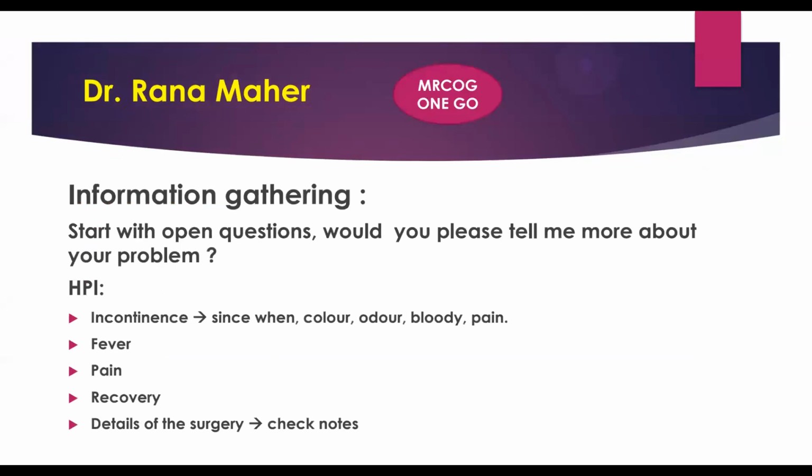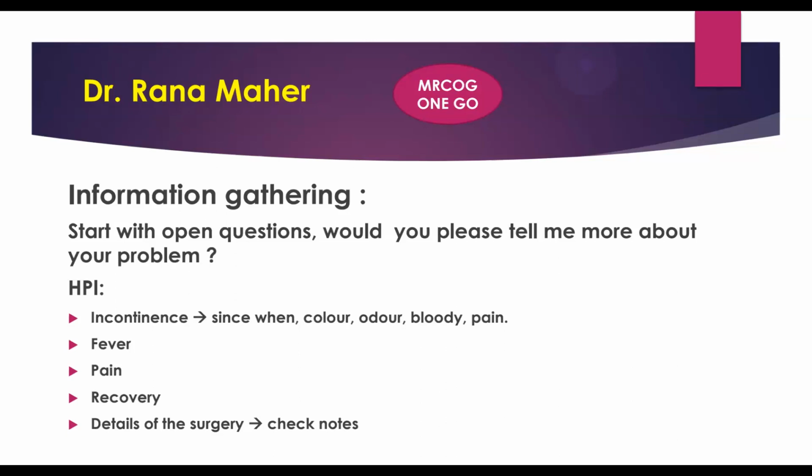So we have 6 differential diagnoses here. Information gathering. What about the relevant history here? We will go with the template. We usually ask the patient open questions. So you have to tell the examiner, I will start to ask the patient questions regarding the current condition. We will start with the history of the present illness. I will ask her to tell me more about this problem. For the incontinence or the fluid loss itself: since when did it start, what about the color, what about the odor, is it bloody or not? Is there any pelvic pain or abdominal pain? Is there any fever? What about the recovery after the hysterectomy?